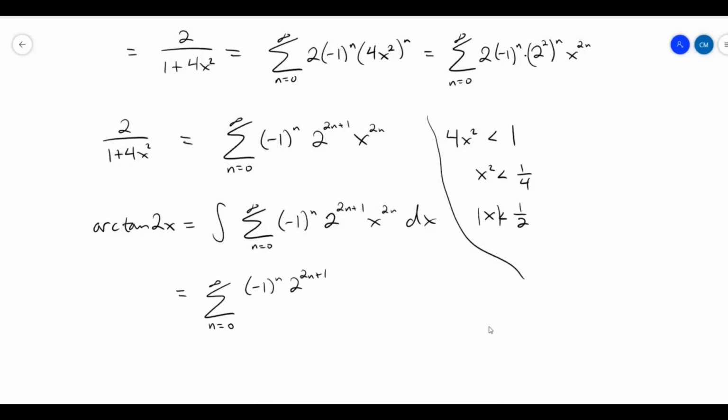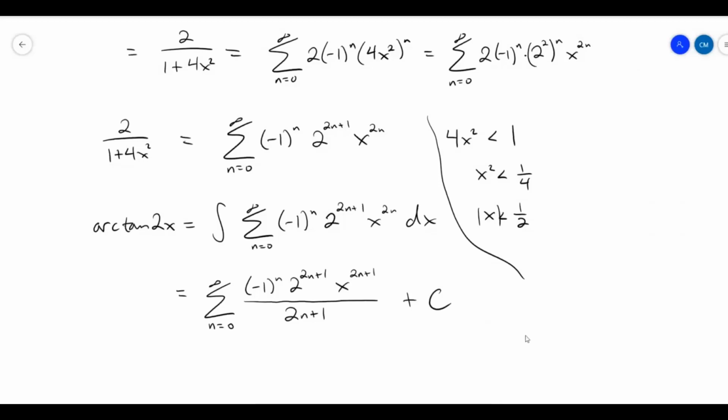All of this other stuff is just constants. What do you do when you integrate a power function? You just raise the power by 1, right? But then you also have to divide by that same power, so we put the 2n plus 1 down there. And then you put a plus c on the end as well, because it is an integral, right?